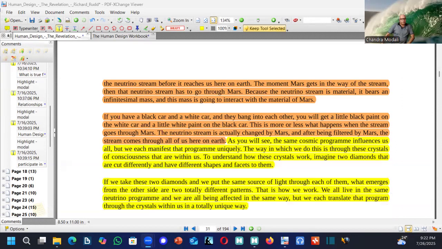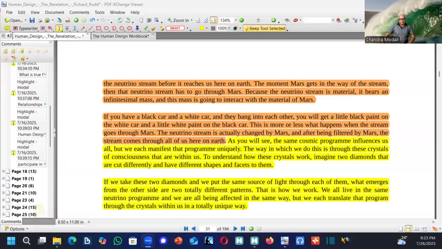If you have a black car and a white car and they bang into each other, you will get a little black paint on the white car and a little white paint on the black car. This is more or less what happens when the stream goes through Mars. The neutrino stream is actually changed by Mars, and after being filtered by Mars, the stream comes through all of us here on Earth.